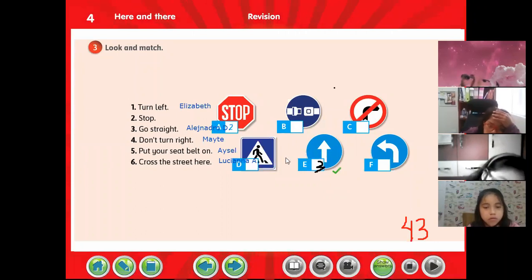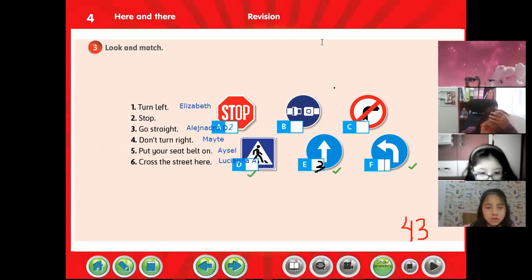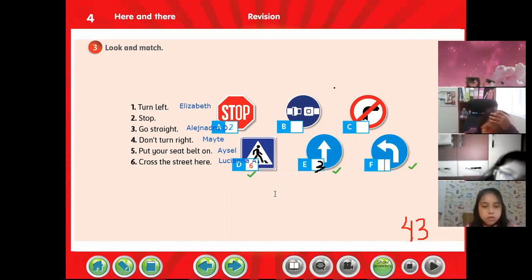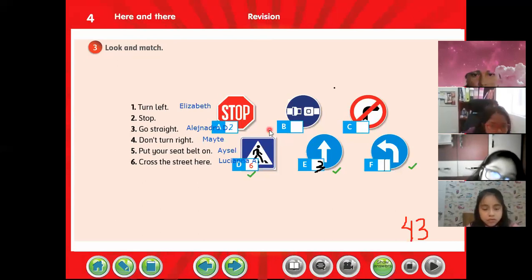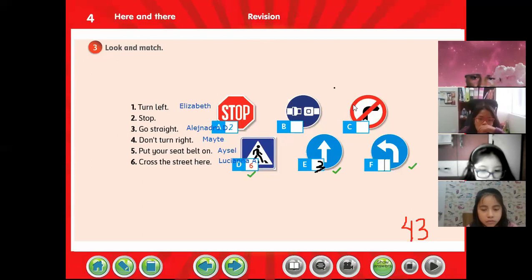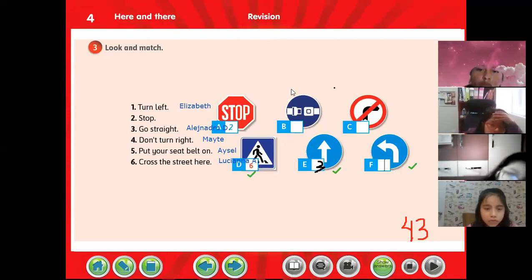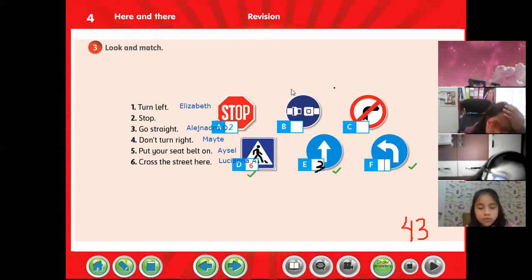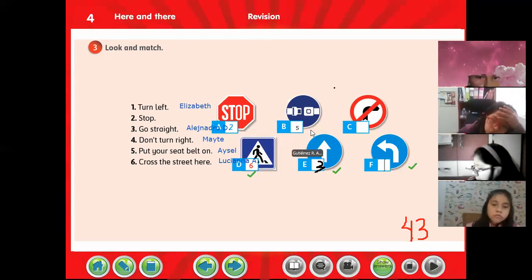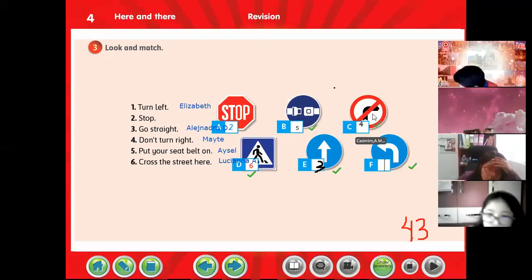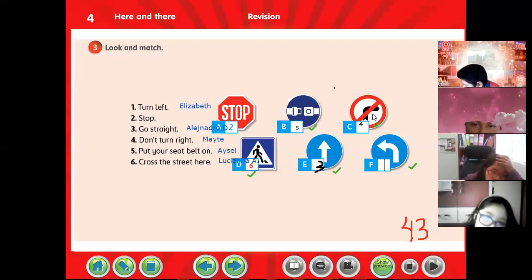Very good, Alejandro. Maite, come on, go to Zoom, match. Letter D. Oh, D, yes, you're right. This is the D, the number 6. Good job. Maite. Aysel. Write, please, the numbers. What number is the B? What number is the C? Number 5, yeah, very good, Aysel, it's correct. And yes, Maite, very good, it's correct too. Turn right, no, that is right. Right, left. Izquierda, derecha, in English. Right, left.